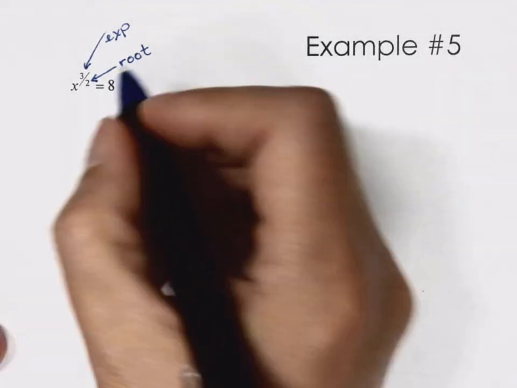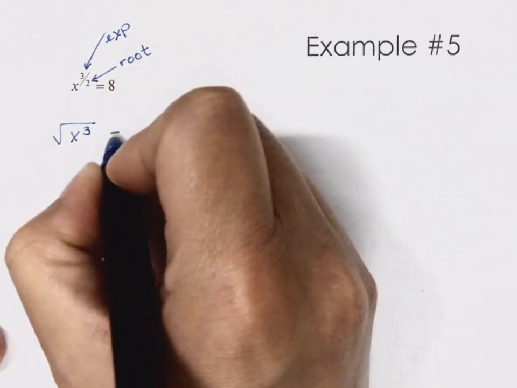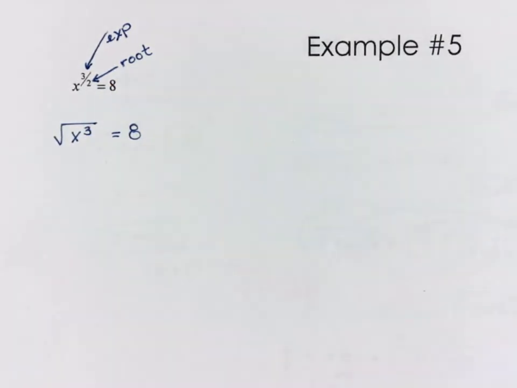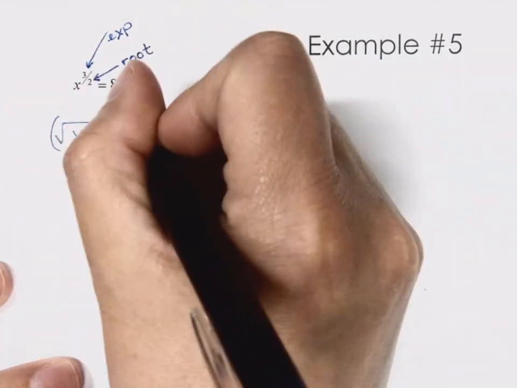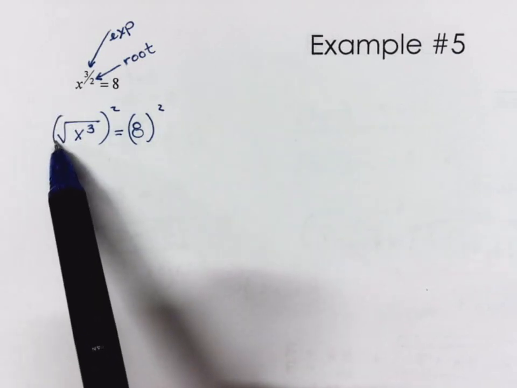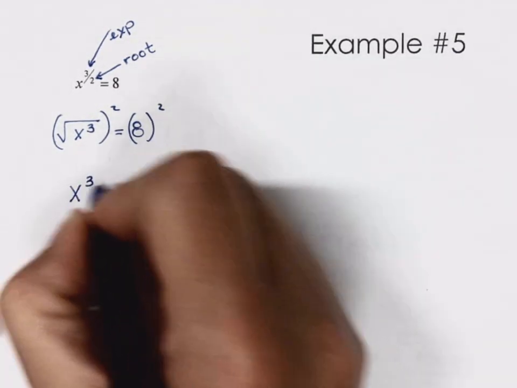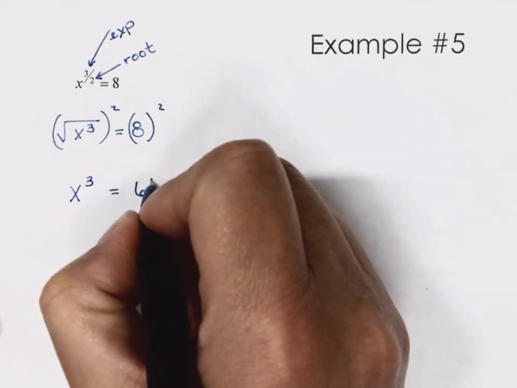All right, so here we go. Really, this is the square root of x cubed equals 8. Step 1, isolate the radical. Done, look at that. Step 2, square both sides. And I just want to stress that if this was a cube root, you would cube both sides. The goal is to get rid of that radical, and only an index and an exponent can cancel each other out. So I'm going to have x cubed equals 64.